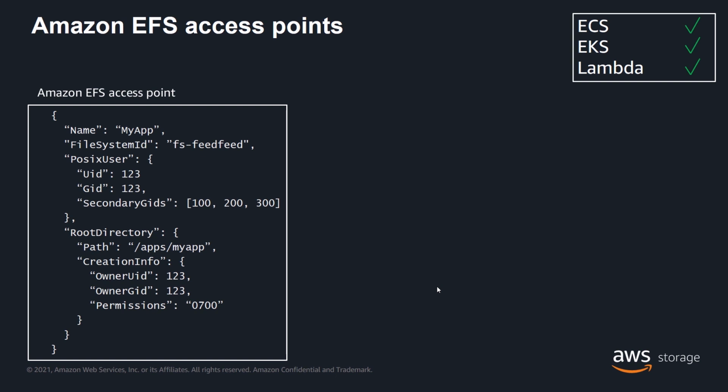So with access points, you give your application an entry point into the file system where all operations are overwritten to the UID or GID defined in the access point. So it makes sense in the context of the data. Even better, access points can route your application to a specific directory. So your applications don't need to worry about which directory to cd into to get data, right? And even better, it creates that directory for you, so you don't need to set up permissions anywhere else, like on an EC2 instance.